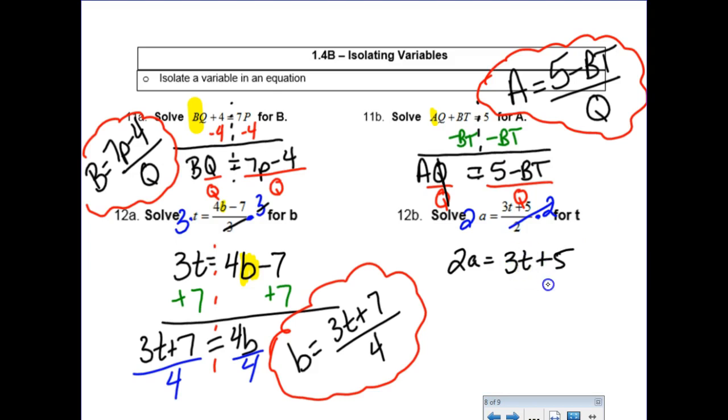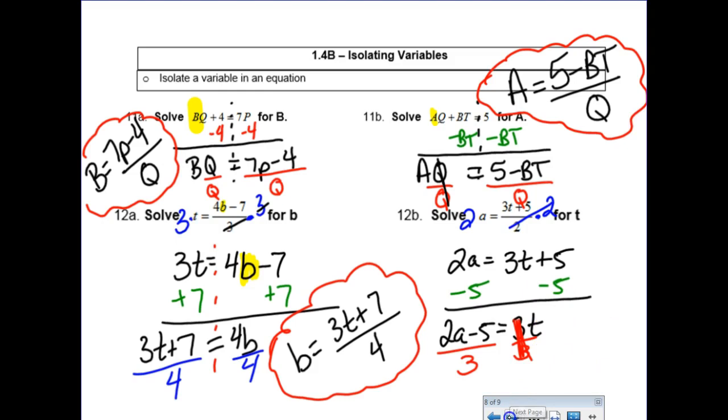So solving for t, most of us would start by subtracting 5. I can't simplify this side, so I'm just going to write 2a minus 5. And then we're almost home free here, guys. You just got to divide by 3. And I'm completely out of room. So can I cheat and say t equals 2a minus 5 all over 3?